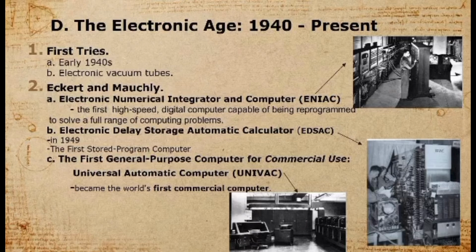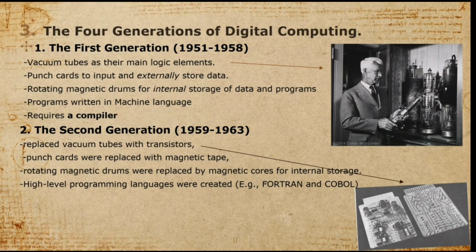Some may say the electronic age really did not take place until the invention of the transistor. That happened in 1947, but all the operating electronic devices were working with vacuum tubes at that time. It really did not take over until the late 1950s and 1960s. Four generations of digital computing.